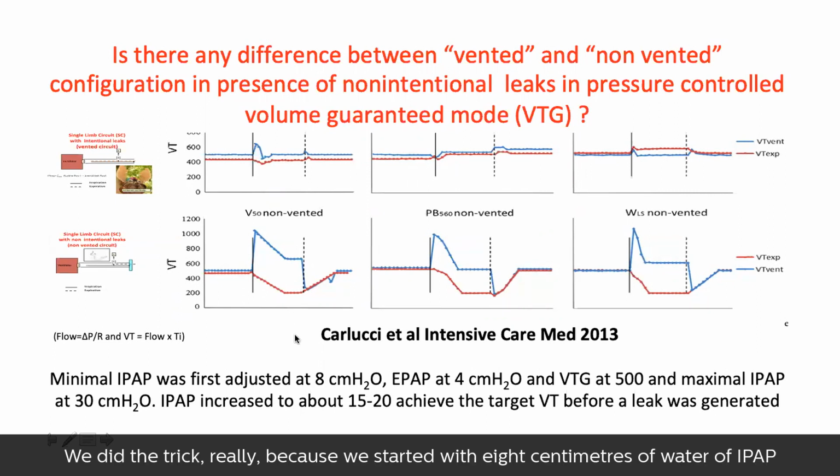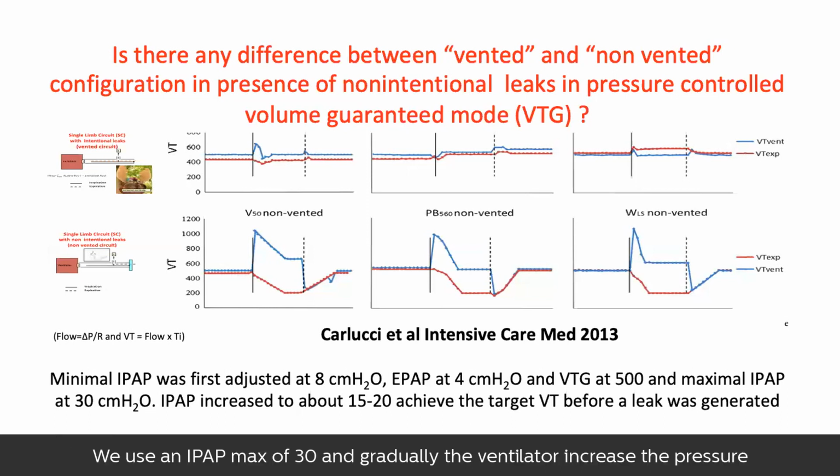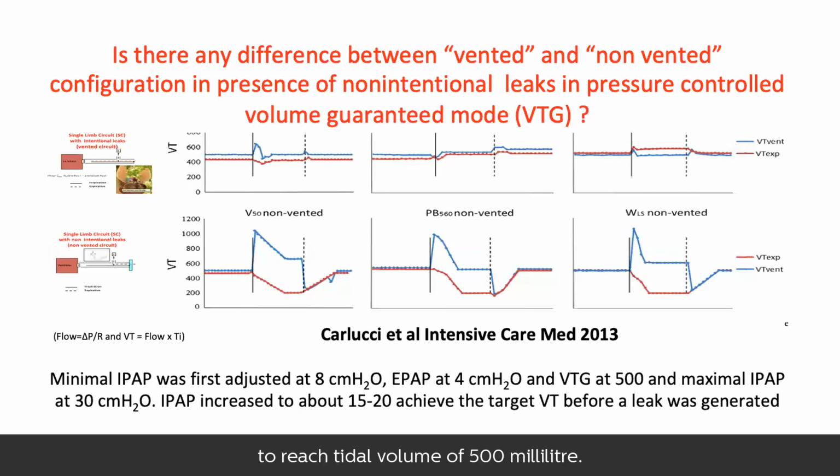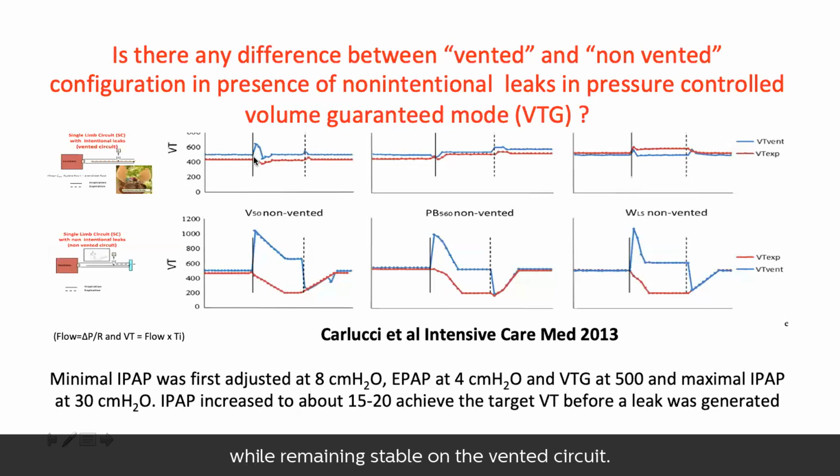We did a trick, really, because we started with 8 centimeters of water of IPAP and 4 of PEEP, and then we challenged a tidal volume of 500 milliliters. What happened? We used an IPAP max of 30, and gradually the ventilator increased the pressure to reach a tidal volume of 500 milliliters. But at the time we produced the leaks, incredibly, the tidal volume decreased to 200 milliliters while remaining stable on the vented circuit.